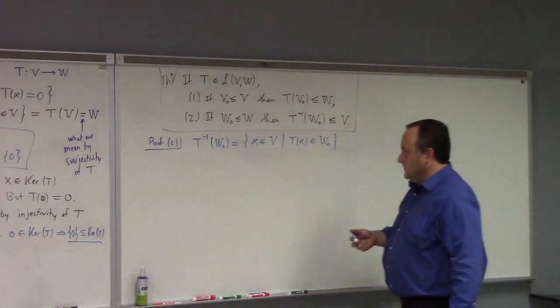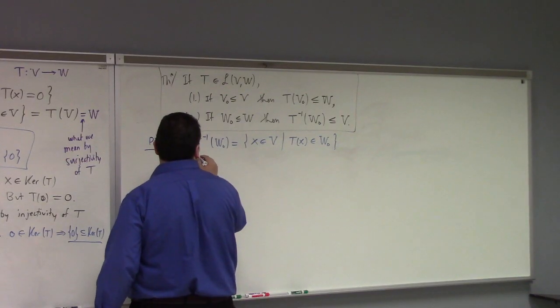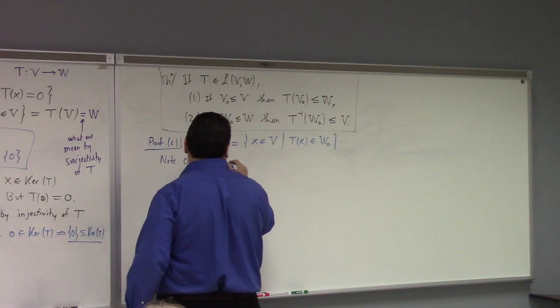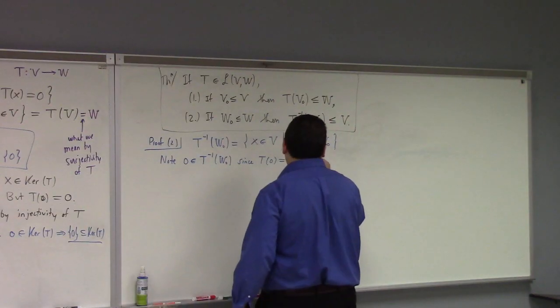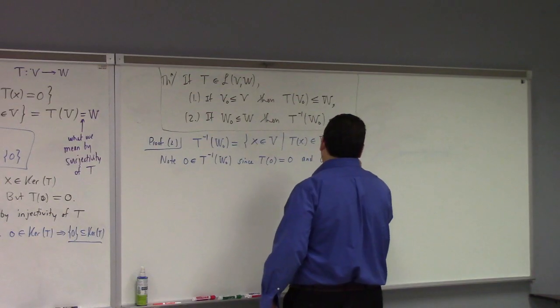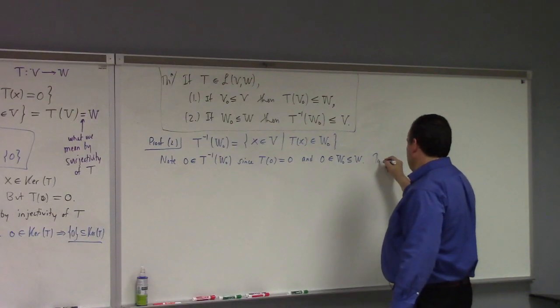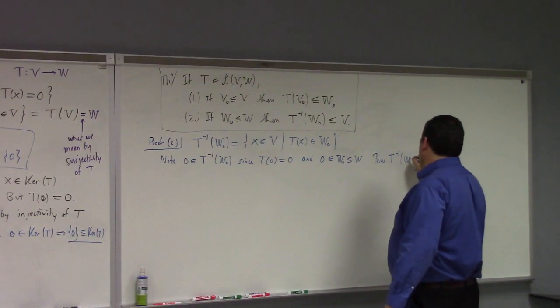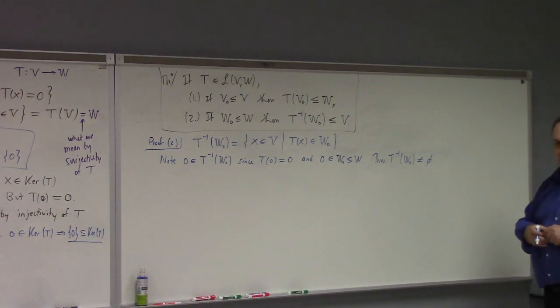All right? So note 0 is an element of T inverse of W naught, since T of 0 is equal to 0, and 0, of course, is an element of W naught, which is a subspace of W, right? So thus, T inverse of W naught is not empty. It's got 0 in it. 0 mapping to 0 means that 0 is in the inverse image.